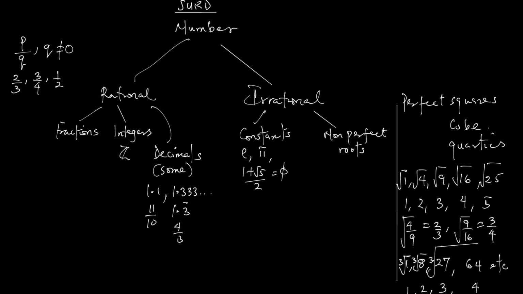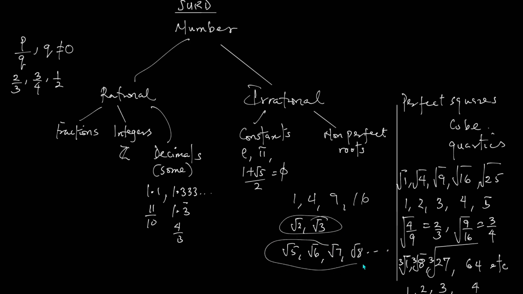Now, what are we trying to point out? Any number that does not belong to any of these categories we've mentioned, take for instance for perfect squares 1, 4, 9, 16, any number that doesn't belong here between 1 and 16, and you're trying to find the root, is a surd. That is the square root of 2, square root of 3, the square root of 5, square root of 6, square root of 7, square root of 8. It goes on like that. These are referred to as surds.